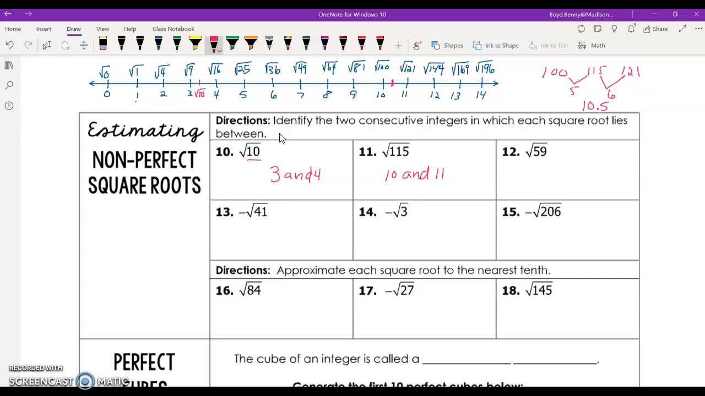Let's look at the next one, the square root of 59. Where does 59 fit on this number line? I see that it's somewhere between 49 and 64. Let me grab a different color up here, how about green. The square root of 59 is somewhere in between 49 and 64, so we're going to say that it is between the two integers 7 and 8.